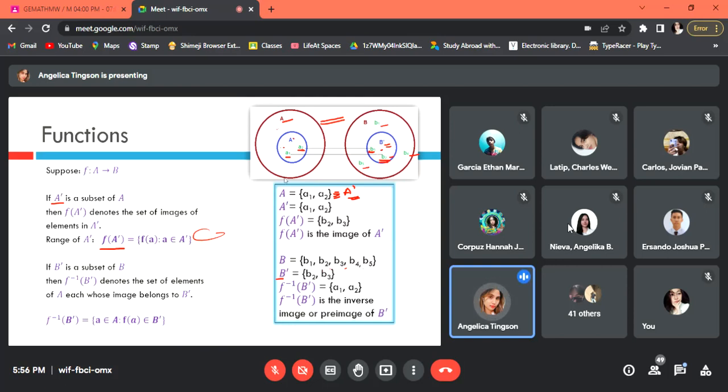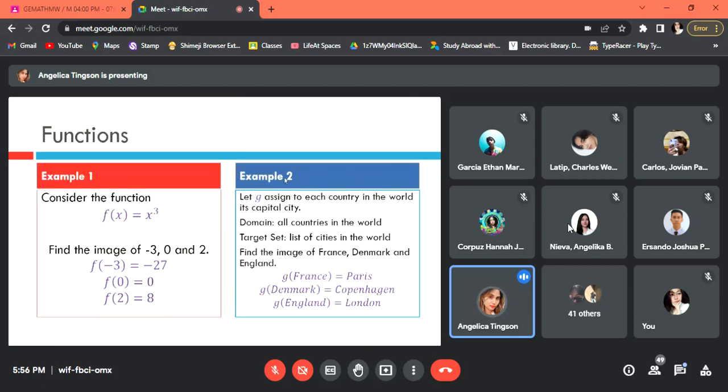Actually, mukha siyang complicated, no? Mukha siyang complicated kasi ganito yung ating example. Pero kapag numbers na kasi, minsan madadali na lang. O kaya kapag mismo yung nakikita nyo, nakalist siya. So, mamaya parang may prepare akong example. So, yan. So, example number 1.